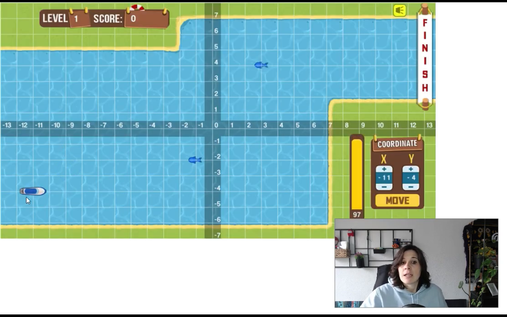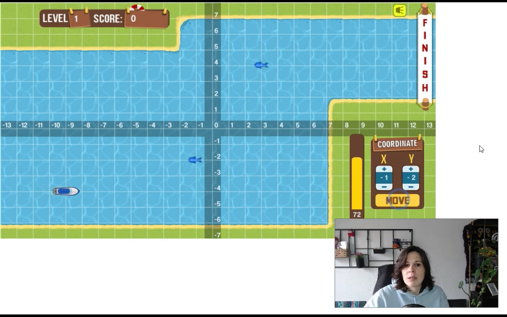So the game is that we have a boat and we have to catch the fish that are in the sea. Given their coordinates, we have to observe where the fishes are, what coordinates they have, and establish in the coordinates box where we want to go. For example, this fish is at coordinate -1, -2. We set the coordinates -1, -2, click on move, so that the boat will move to the fish, if we have done the movements correctly.